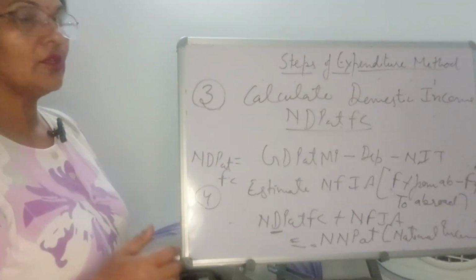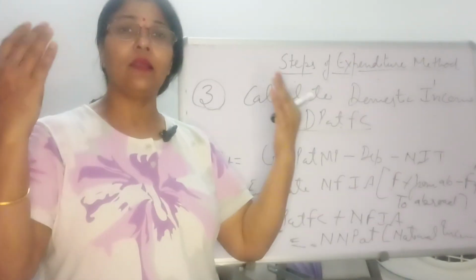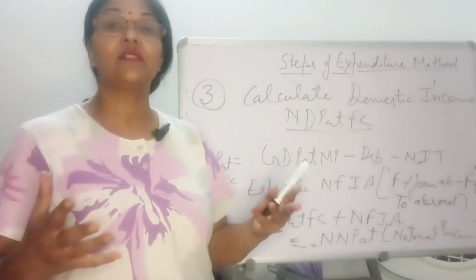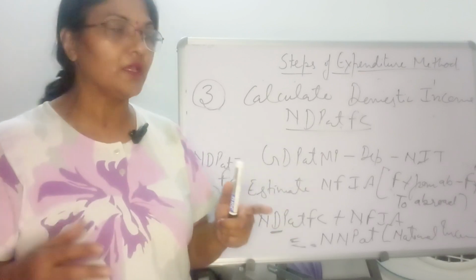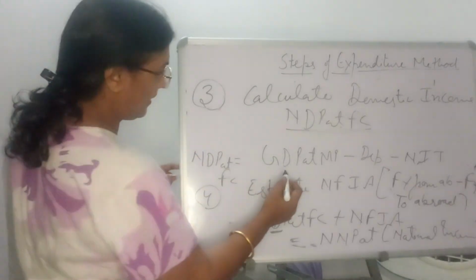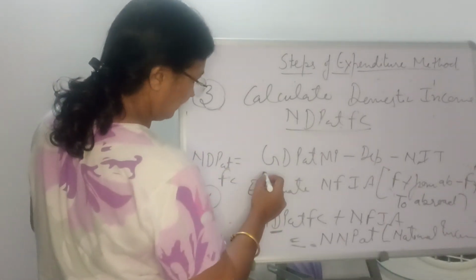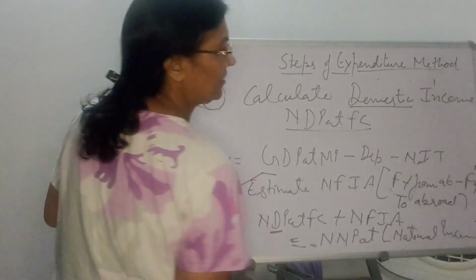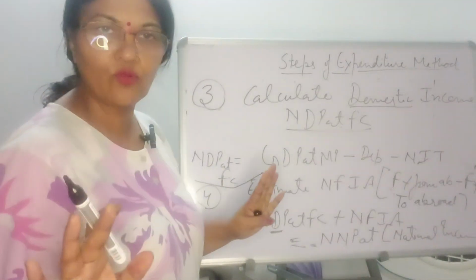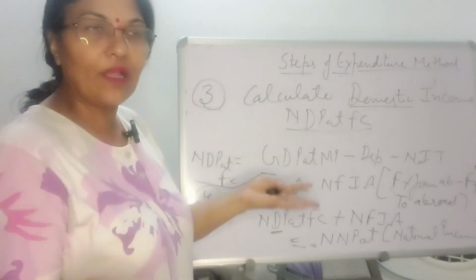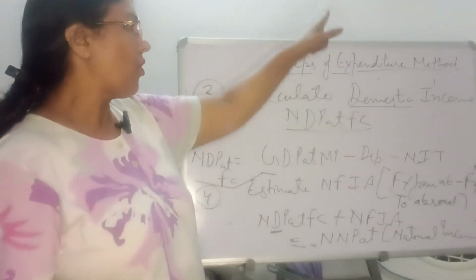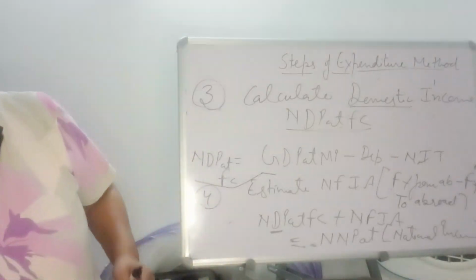So if you are asked to calculate domestic income or discuss the steps to calculate domestic income, your answer ends here, at the third step. So 3 steps you have to mention. But if the question asks you to discuss the steps to calculate national income, then all 4 steps you are supposed to write.